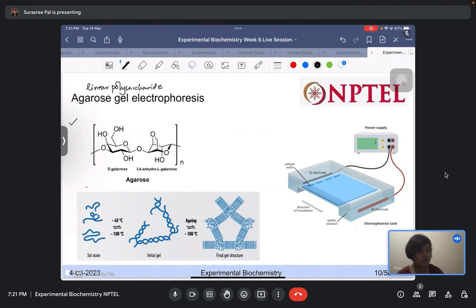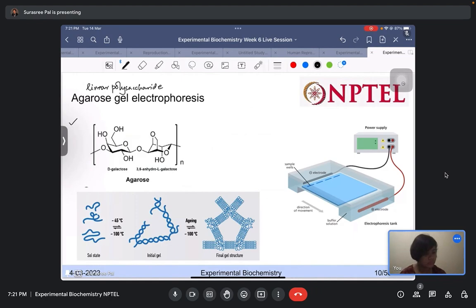This is how an agarose looks like. It is a linear polysaccharide. What is the difference between an agarose gel electrophoresis and a polyacrylamide gel electrophoresis? Agarose gel has larger pore size than polyacrylamide gel, and the pore size of agarose gel can be controlled only by the percentage of agarose.